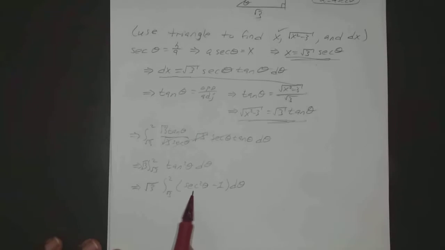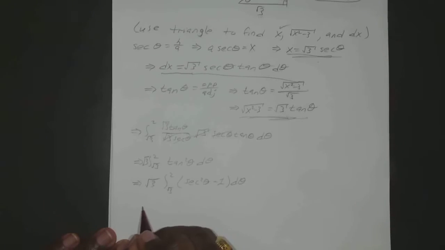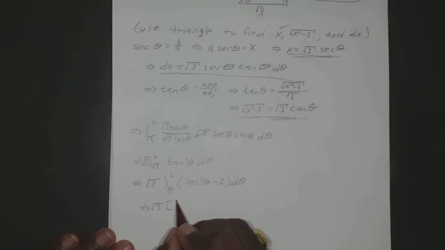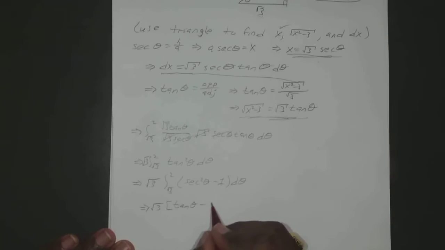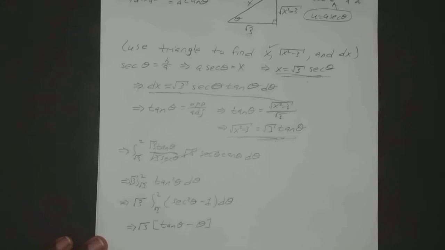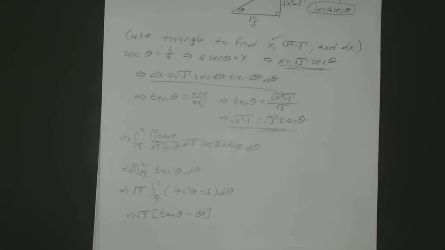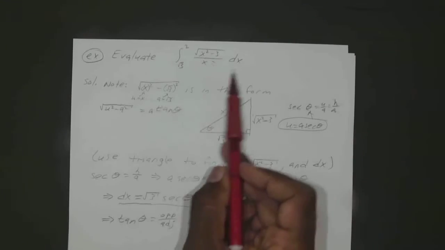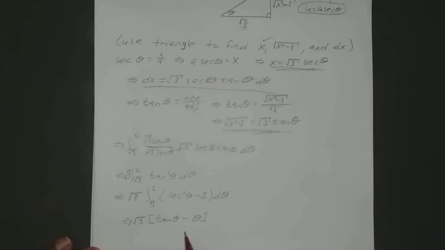Okay, so we know the integral of secant squared theta is tangent theta. So you have square root of 3 times tangent theta minus the integral of 1, which is just theta. But this is from x equals square root of 3 to 2. So this is where the u substitution would come in handy, because if you convert that back to all of this, it would be pretty complicated trying to solve all that.